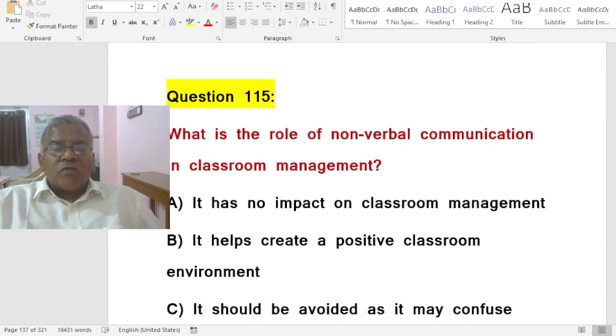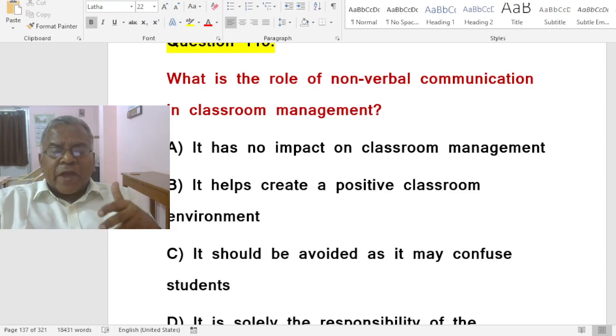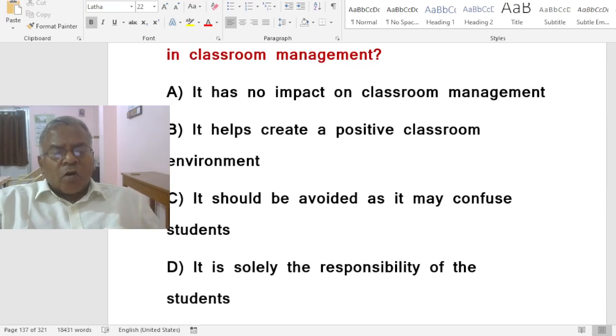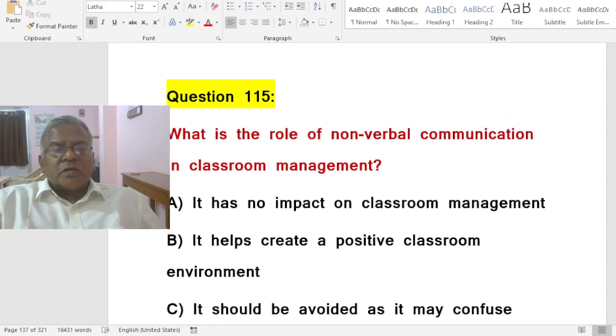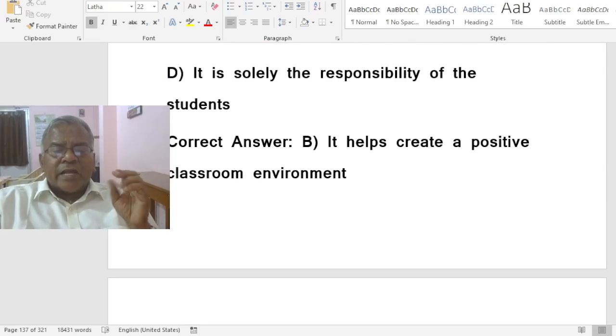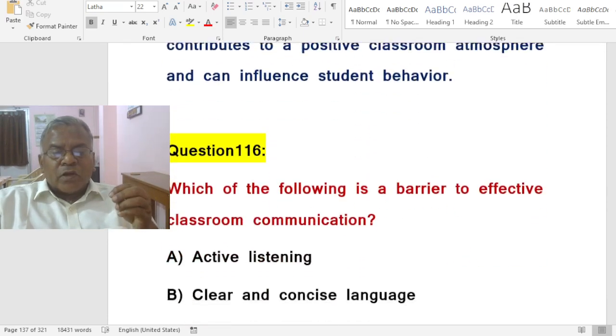What is the role of non-verbal communication in classroom management? A. It has no impact on classroom management. B. It helps create a positive classroom environment. C. It should be avoided as it may confuse students, or it is solely the responsibility of the students. That is, it helps create a positive classroom environment. Non-verbal communication such as body language and facial expressions contributes to a positive classroom atmosphere and can influence student behavior. So I hope you understood this.